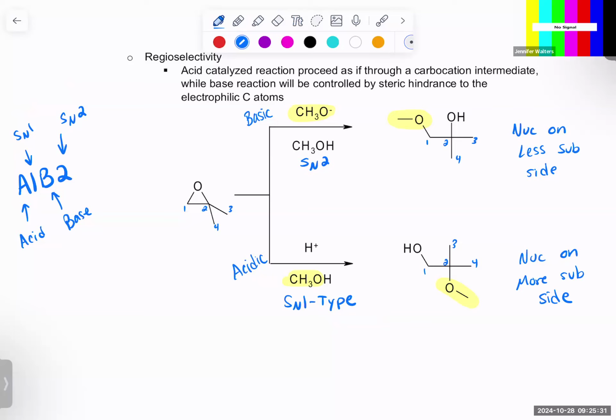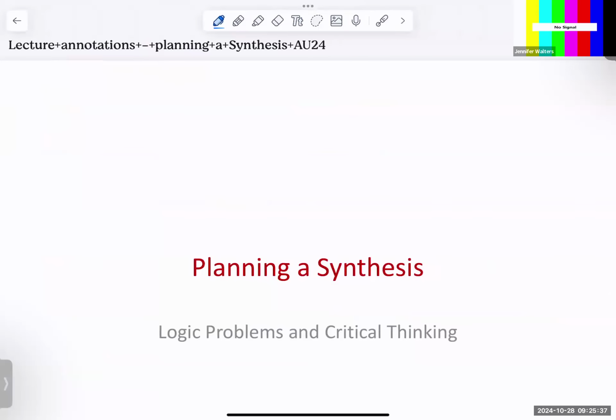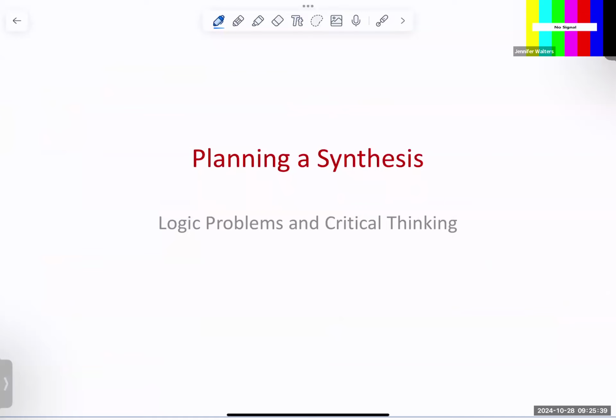All right, cool. Let's do synthesis. All right, so we've learned a lot of different reactions at this point. So it's important to figure out, all right, when do I use each one? And that's our planning a synthesis, to know when you're going to do each of your reactions. So these are like logic problems, they're the critical thinking, they're actually why I like organic chemistry.